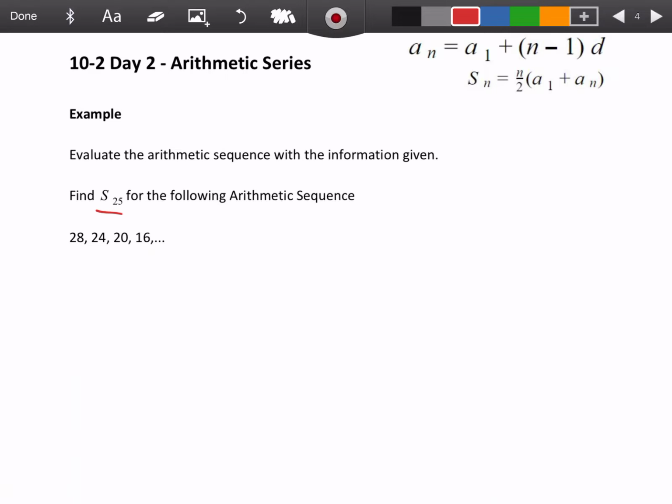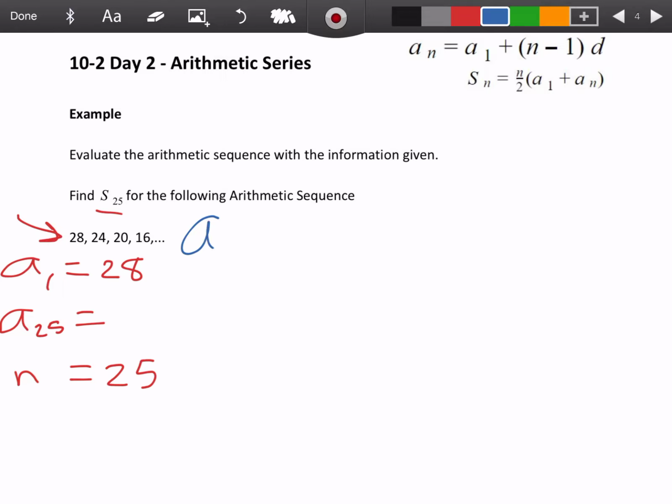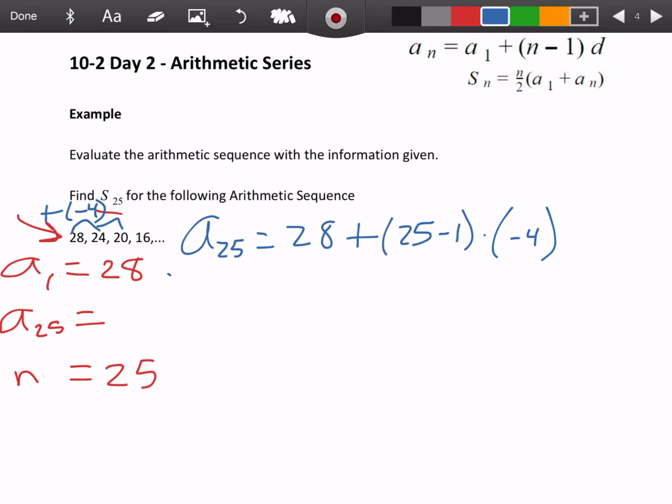So once again, we have S of 25. So we need A of 1, A of 25, and we need our N. So A of 1, we have 28 as our first term from our list of numbers right there. Our N is 25, and then our A of 25, we need to find our last term again. So we have A of 25 equals our first term, 28, plus 25 minus 1 times our common difference. Well, now we're going down, so this would be adding a -4 each time. So this would be a -4 for our common difference.